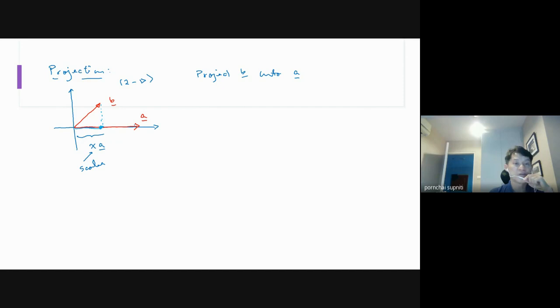We can also define an angle here, okay, which is an angle between vector B and vector A, okay. We can also define this vector, okay, if I write this as B and I connect B with minus XA, okay? So if I do that, what I will have is these vectors, okay? We call this vector an error vector.